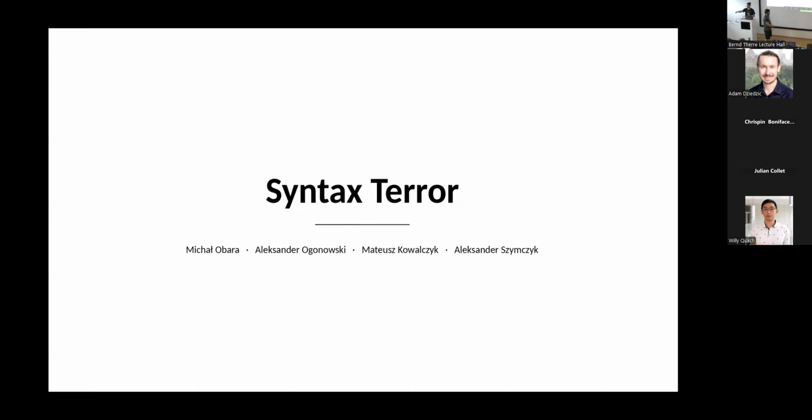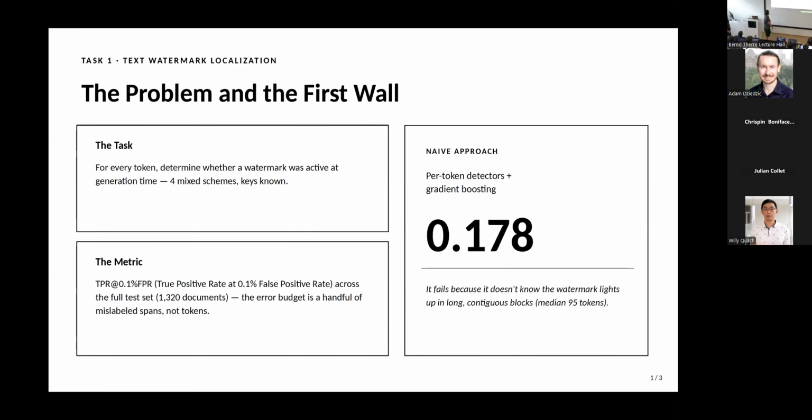Okay, so hi there. We are Syntax Terror. It's just three of us because our fourth guy is connecting from the States, so good for him. He didn't have to stay up all night. But anyway, the solution of the first task.